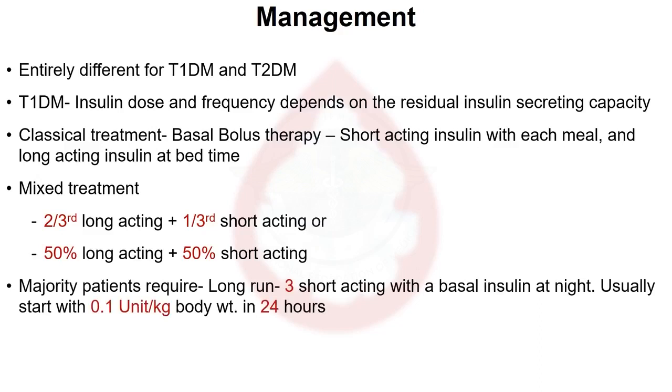How much insulin to start with? Usually they require about 0.1 unit per kilogram body weight in 24 hours, but patients with insulin resistance or who are a little overweight may require up to 1 to 1.5 units per kilogram body weight.